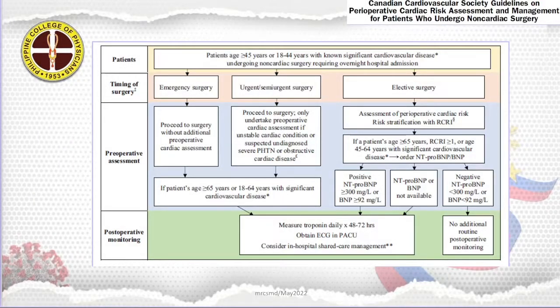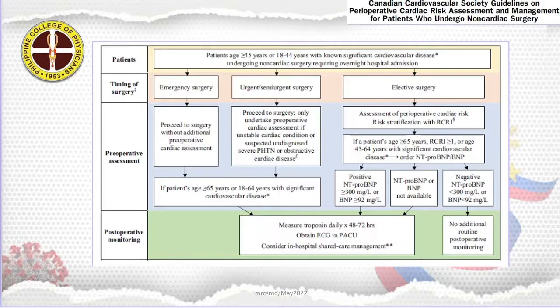Finally, I just want to show you the flow diagram from the 2017 Canadian Cardiovascular Society guidelines. They recommend evaluation for patients 45 or older, or younger patients with known significant cardiovascular disease, which includes known history of CAD, cerebrovascular disease, PAD, CHF, severe pulmonary hypertension, or a severe obstructive intracardiac abnormality such as a severe AS, a tight MS, or severe hypertrophic obstructive cardiomyopathy.